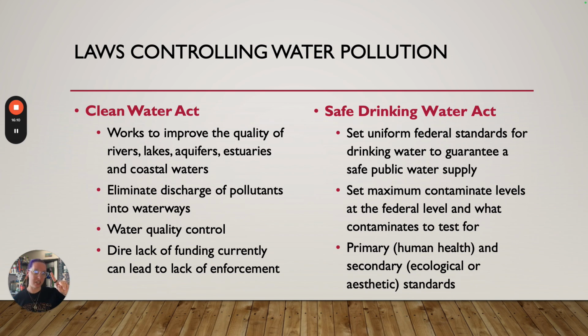And there's two tiers to this. There's primary, which means contaminants for human health, and then there's secondary, which means that there's ecological or aesthetic standards, but not necessarily bad for human health or human consumption. So again, consider all of these things.